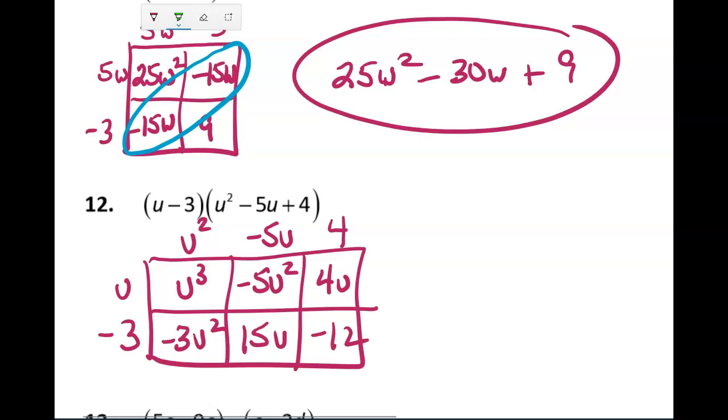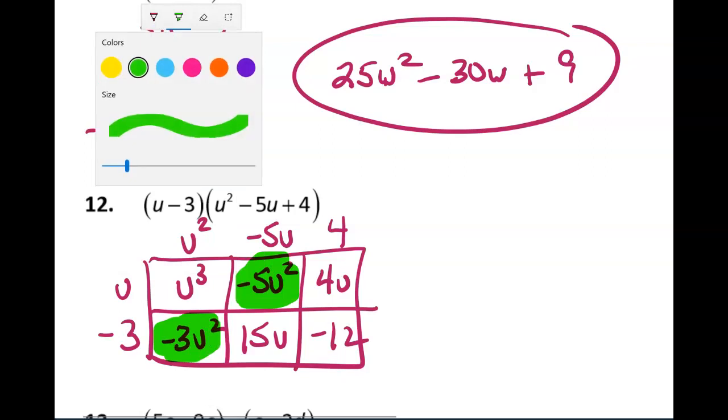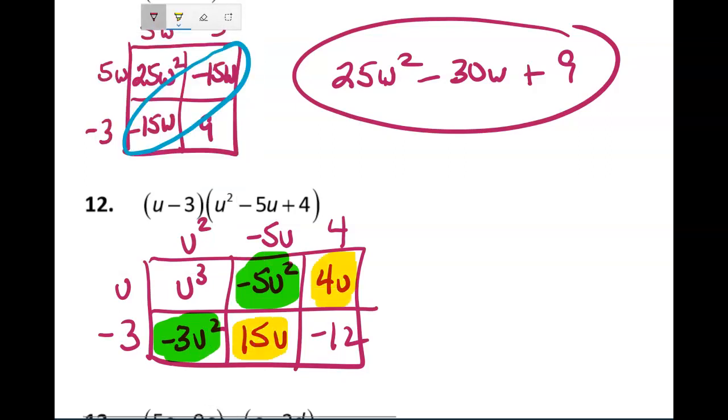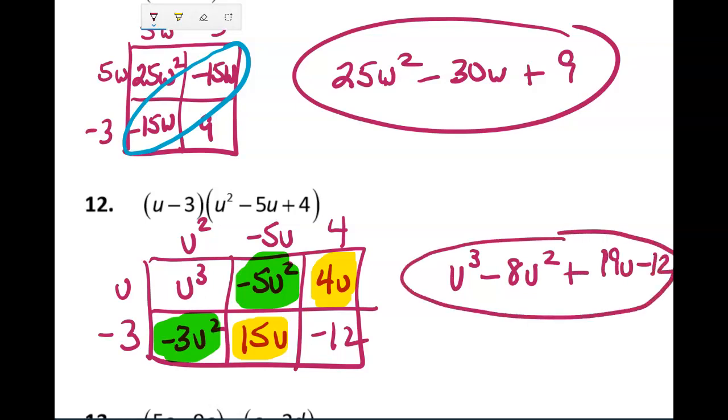Again, let's think about our like terms. We've got a pair of like terms there. And we've got another pair right here. So as we write out our result, let's combine them. We're going to start with the u cubed because that's the highest exponent on the variable. The next term is a combination of the negative 3u squared and the negative 5u squared, which is negative 8u squared. The next term is 15u plus 4u, which is 19u, and then minus 12. There's our final answer.